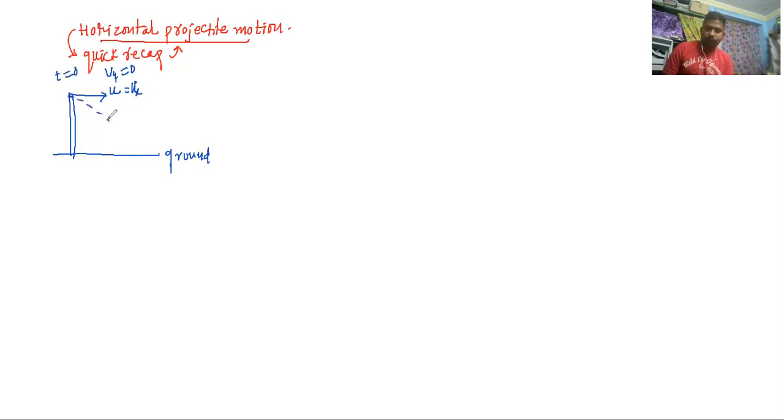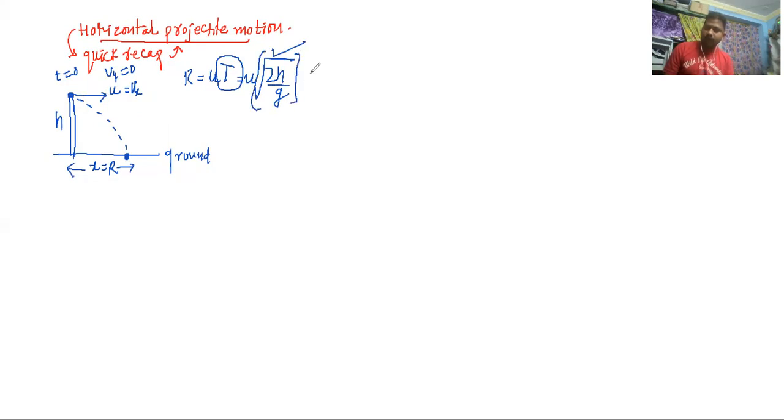After some time, the ball will reach the ground. So this is the height of the tower h. This is called the range, R. What is this range here? This range is equal to the horizontal component into the time of flight. So what is the time of flight here? Time taken by the body to go from here to here. We have derived the time of flight, which is equal to root of 2h by g, where h is the height of the tower. This is called the time of flight.